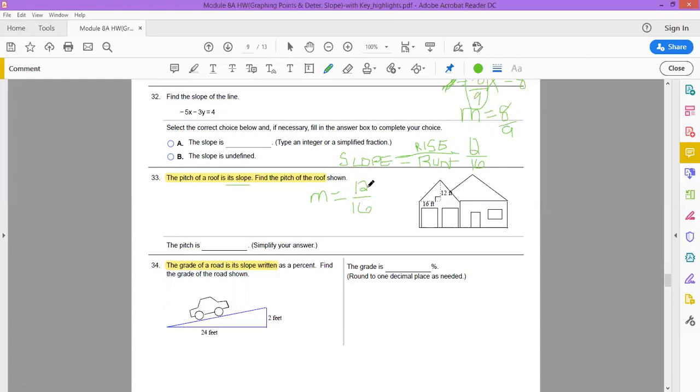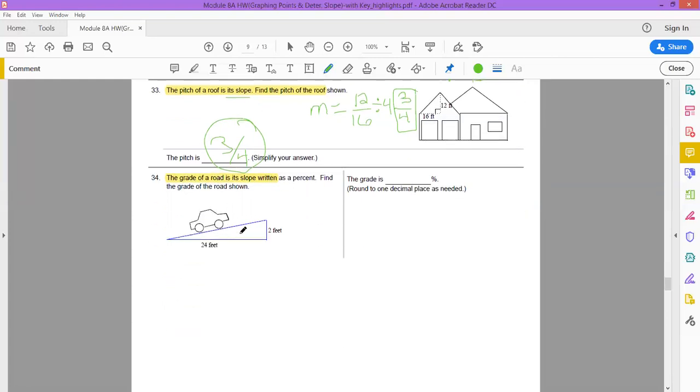What can we divide into both 12 and 16? We can divide both top and bottom by 4. And when we divide 12 by 4, we get 3. When we divide 16 by 4, we get 4. So 3/4 will be our slope in lowest terms. That's our pitch. Pitch is the same thing as the slope.